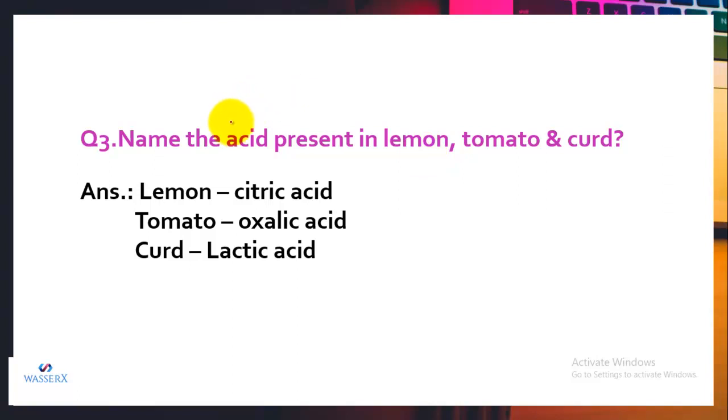Another question is, name the acids that are present in lemon, tomato and curd. So in lemon we have citric acid, in tomato we have oxalic acid, in curd we have lactic acid. So you have to learn the sources for different acids.